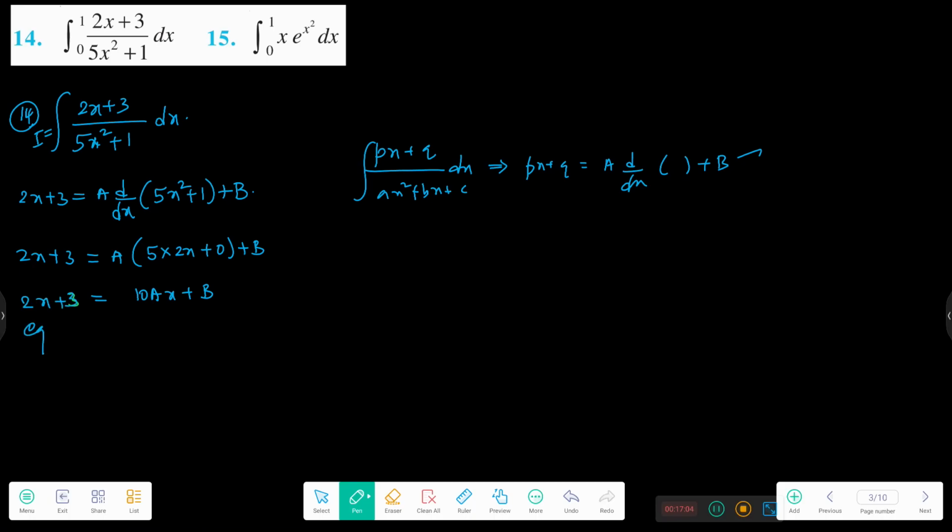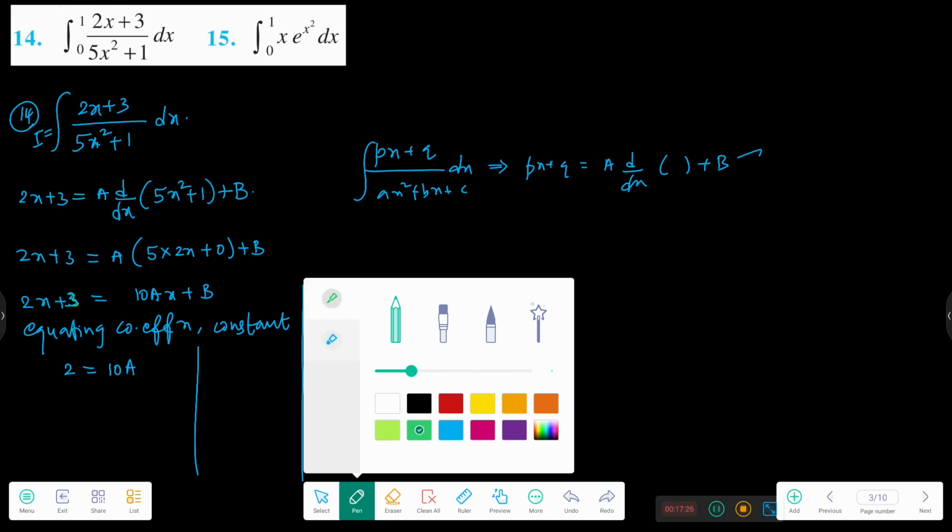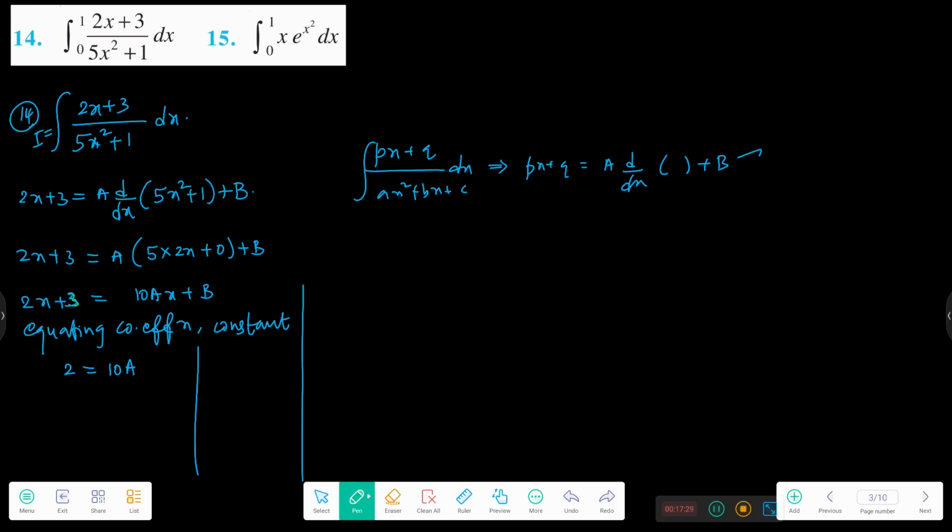Now you have to equate the coefficient of x first, then the constant. If you do like that, you will get the required values of a and b. First x: when you equate, 2 is equal to 10 times a. This is the coefficient of x. When you cancel, 1 divided by 5 is equal to a. Constant: 3 is equal to b. Directly I am getting the a value and the b value.